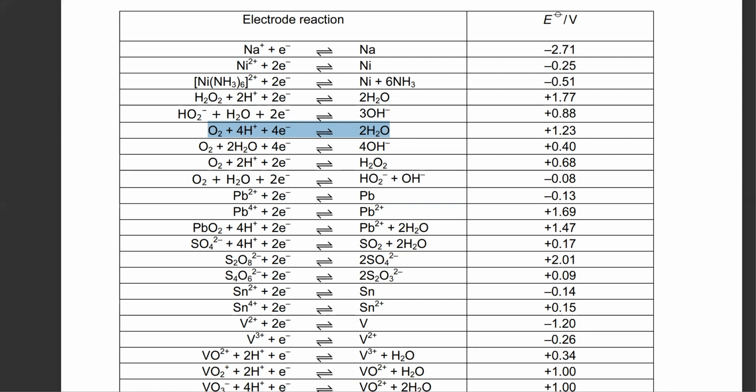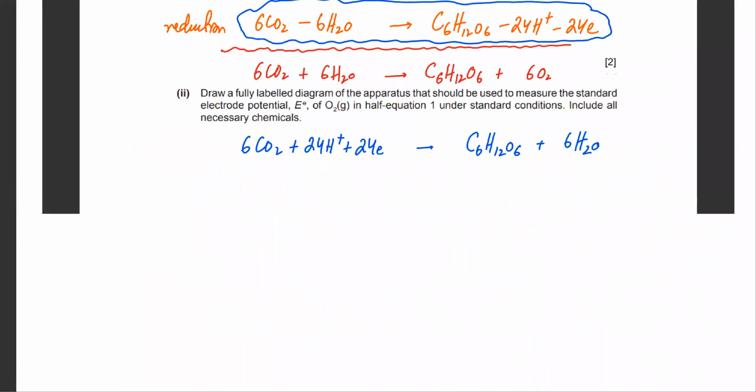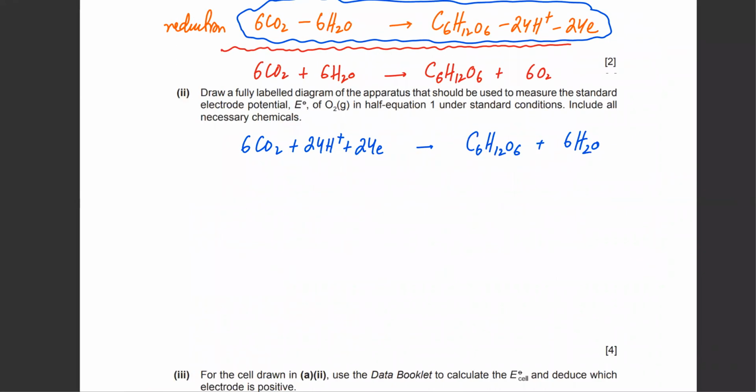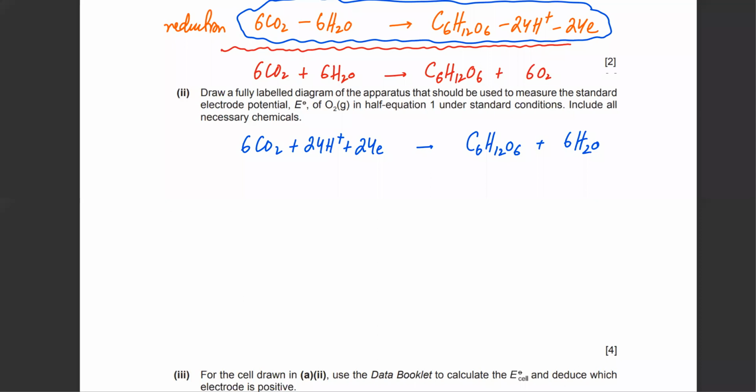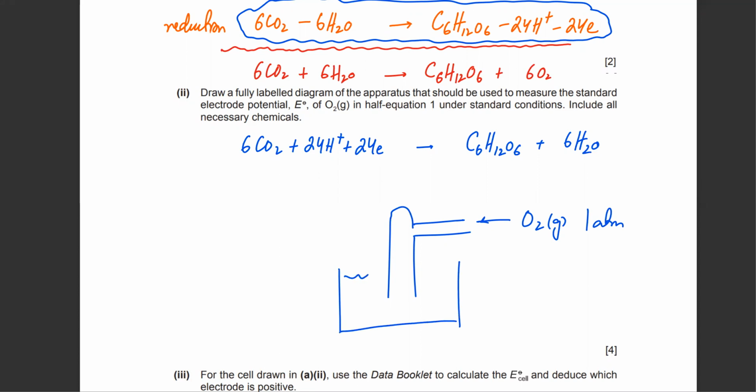So oxygen gas, whenever you have a gas, it's a gas electrode. So I'll make a gas electrode over here. It involves oxygen gas, so there must be a gas jar, and there would be oxygen gas at a pressure of 1 atmosphere. And there's going to be a solution, and that solution is going to have H+ ions, aqueous, and their concentration is going to be 1 mole per decimeter cube. So it's probably HCl or some other acid.